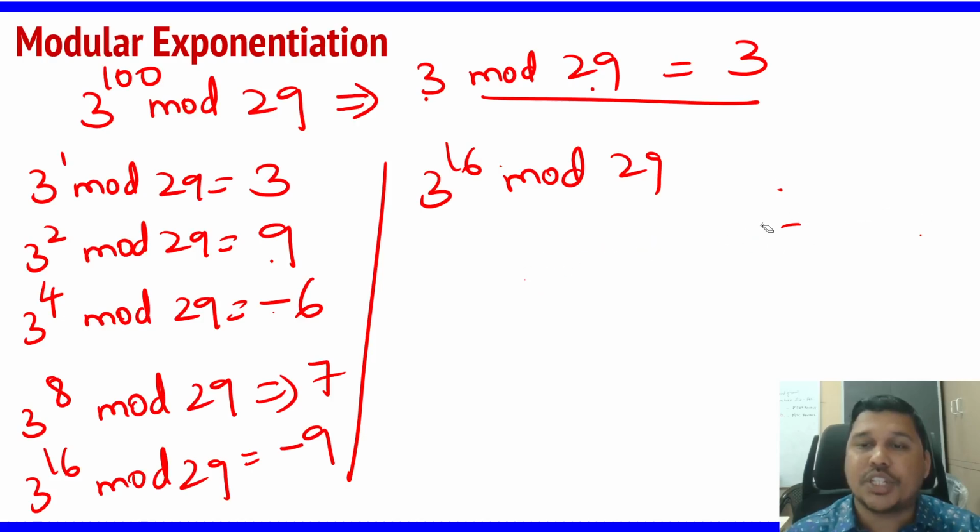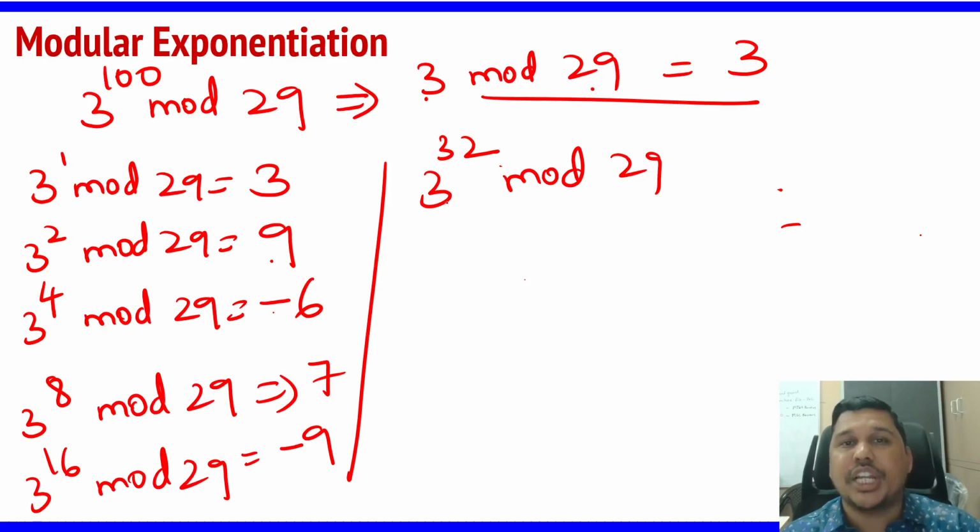Now after 3 power 16, I have to calculate 3 power 32. It is nothing but 3 power 16 mod 29 into 3 power 16 mod 29, whole mod 29. So 3 power 16 mod 29 is minus 9. Minus 9 into minus 9 is 81. 81 mod 29, we already got this here. It is minus 6.